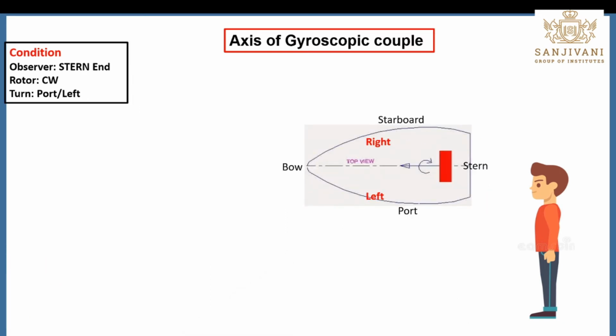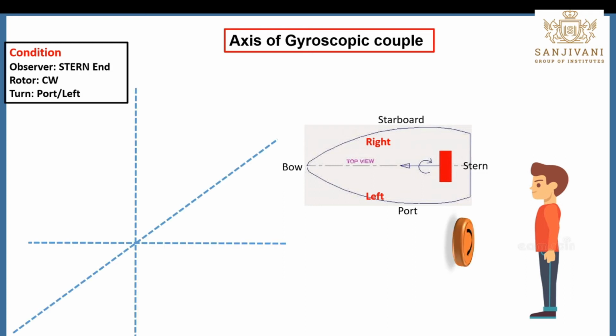Now we'll consider the second condition, in which the observer is looking from the stern end, the rotor rotates in the clockwise direction, and the ship is taking the turn towards the port side, or the left side. Here the observer is standing over here, looking from the stern end. You need to rotate your fingers in the clockwise direction.